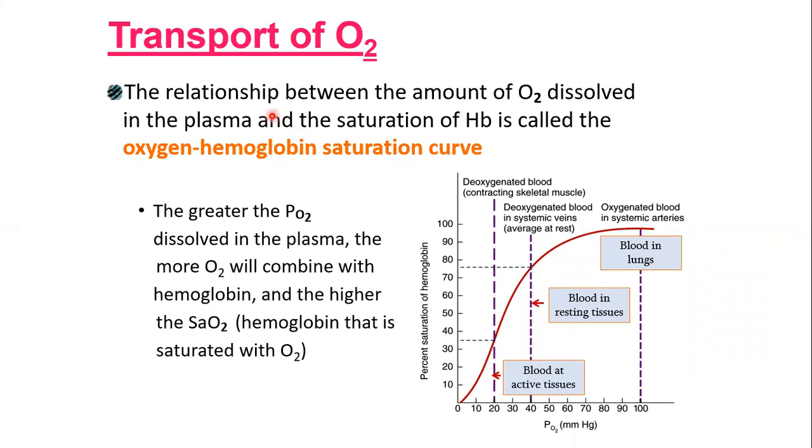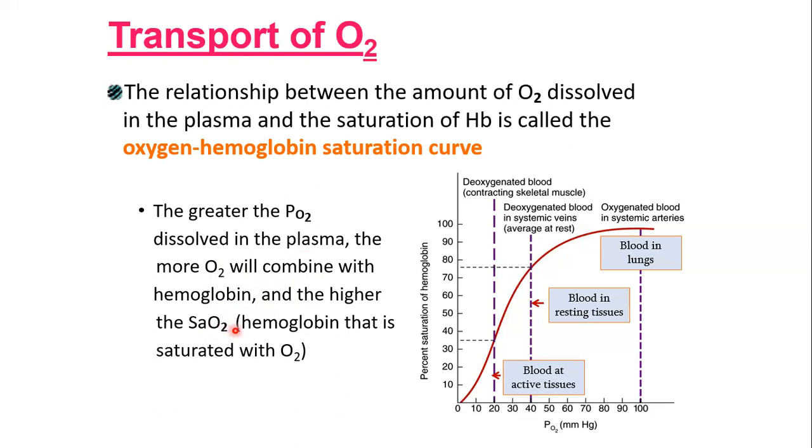The relationship between the amount of oxygen dissolved in plasma and the saturation of hemoglobin is called the oxygen hemoglobin saturation curve. So with this curve, we are trying to find the relation between hemoglobin and the amount of oxygen available in plasma. Let's see this relation. The greater the partial pressure of oxygen dissolved in plasma, the more oxygen will combine with hemoglobin, and the higher the saturation of hemoglobin would be.